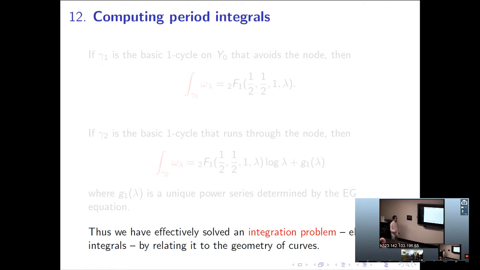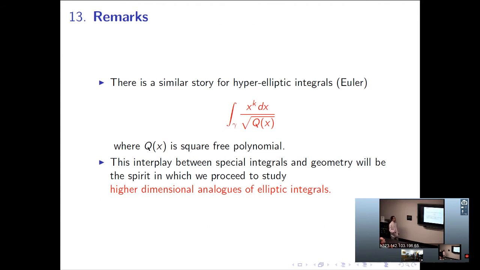So in summary, we can solve such an integral problem by relating the integral to the equation of the curves through these differential operators. There's a similar story for hyper-elliptic integrals, and this interplay between such special integrals and geometry will be a spirit in which we're going to proceed to discuss their higher dimensional analogs. So are there any questions at this point?